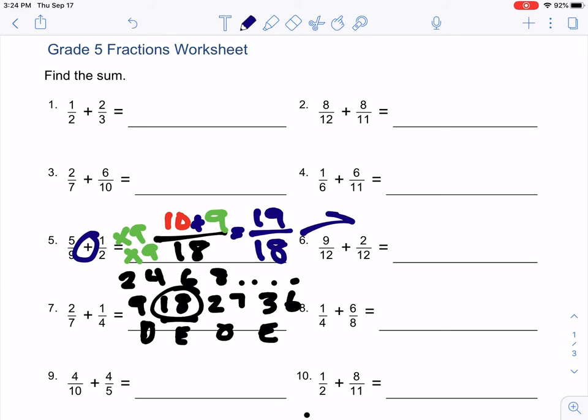Then when you simplify 19 over 18, the numerator is larger than the denominator, so let's make that into a mixed number. 18 goes into 19 one whole time. There's 1 left over, and that is 1 part out of 18. So it's 1 and 1/18.